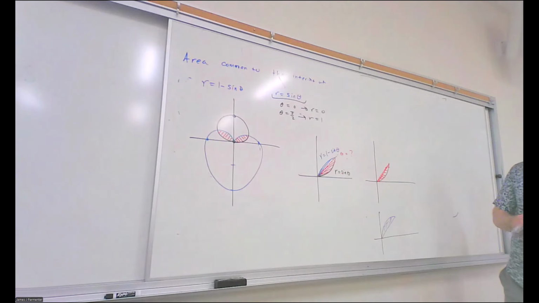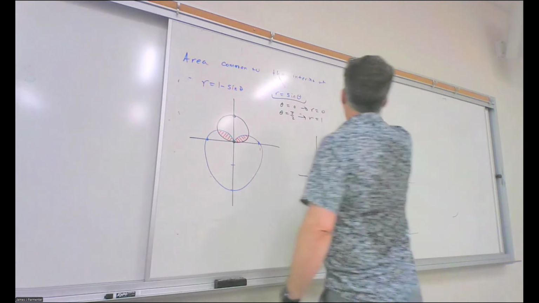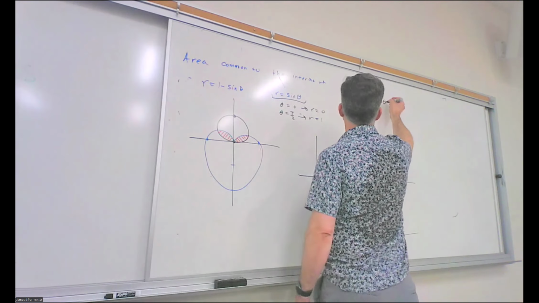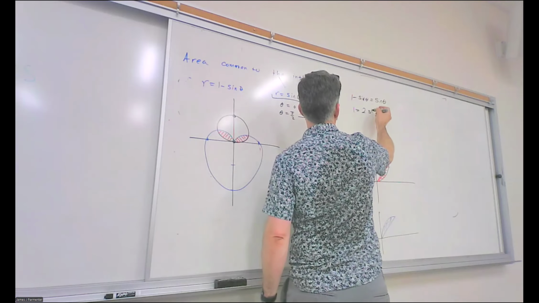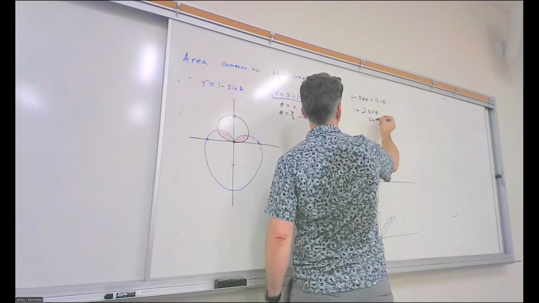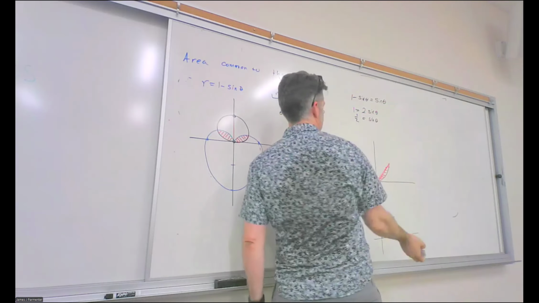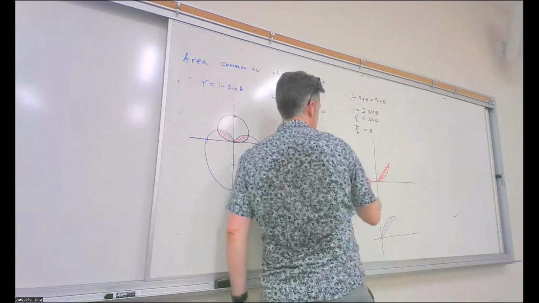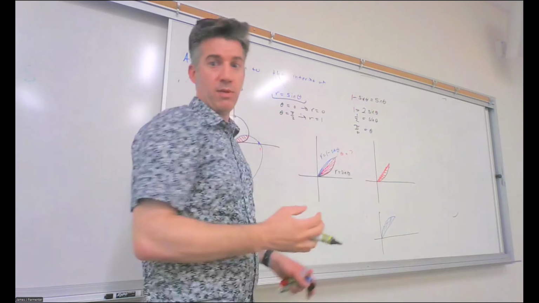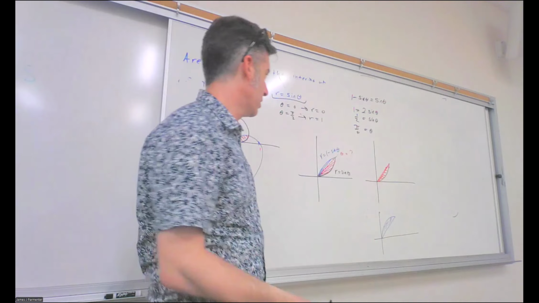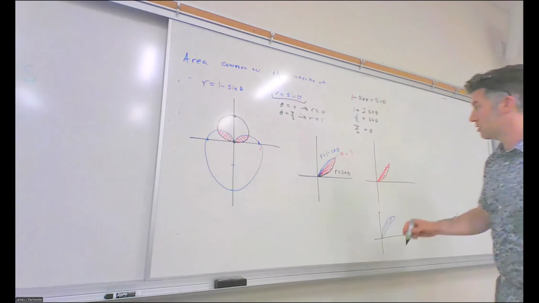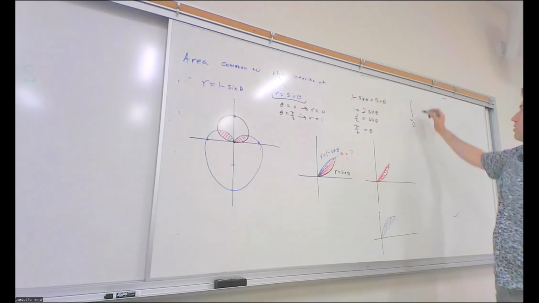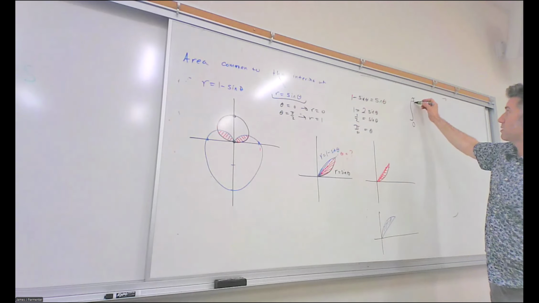So let's find where they intersect. If we set 1 minus sine theta equal to sine theta, that's going to be 1 equal to 2 sine theta, so sine theta equal to 1/2. And sine theta equals 1/2 when theta is equal to pi over 6. So this angle right here where these two things meet and we change from one to the other is pi over 6. For this bottom part, we're going to do the integral from theta equals 0 to theta equals pi over 6.